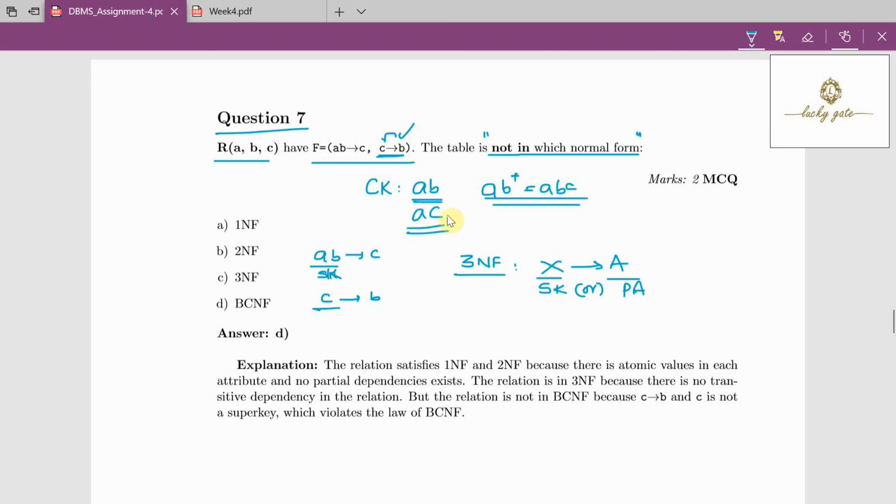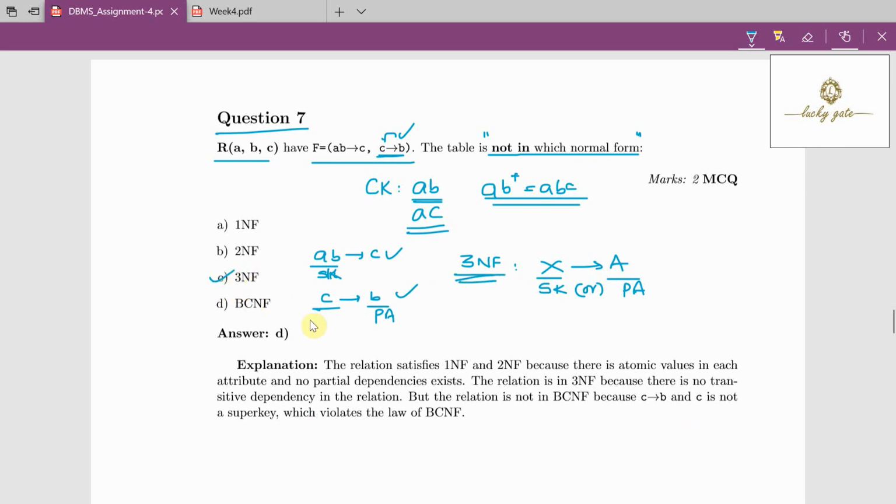Is C a key? No. AC is a key, C is not a key. If LHS is not a super key, then it should be checked with the right hand side. What is the right hand side? B. B should be a prime attribute. Prime attribute means an attribute of a candidate key. So both the dependencies are satisfying the definition of 3NF. We can go ahead with option C.